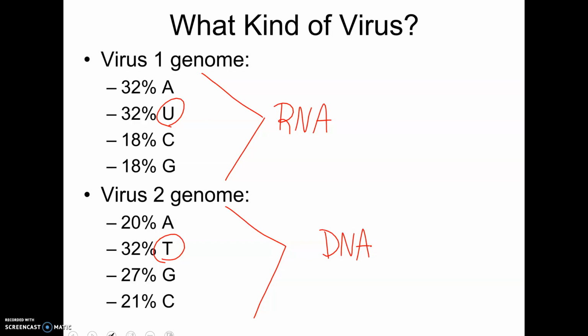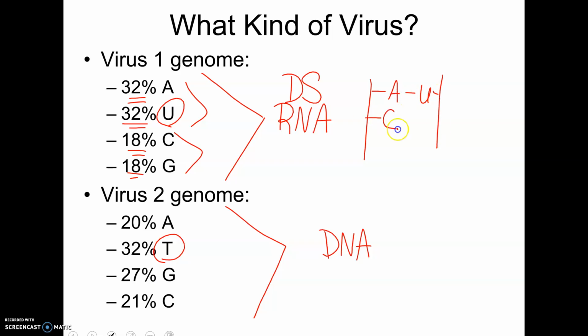Step two, we got to figure out if they're single-stranded or double-stranded. So notice on our first virus how the amount of A and U are the same, and G and C are the same. That tells me this is a double-stranded RNA virus because the reason they're the same, just like in DNA, is because the A is connecting to the U and G's are connecting to C's. And so for every A, there's going to be a U. So the amounts are going to be equal to one another. So this is double-stranded RNA.